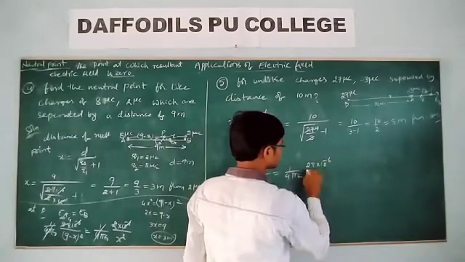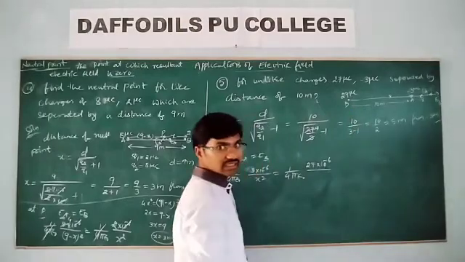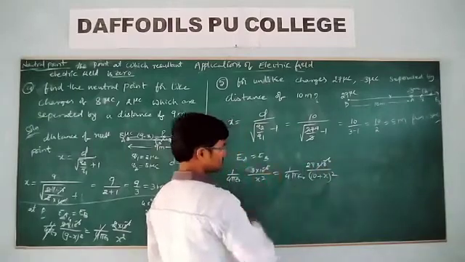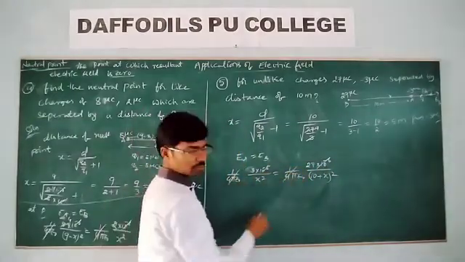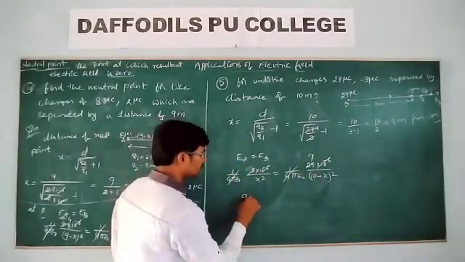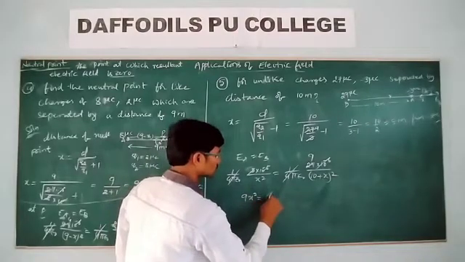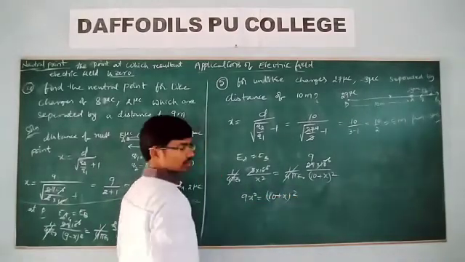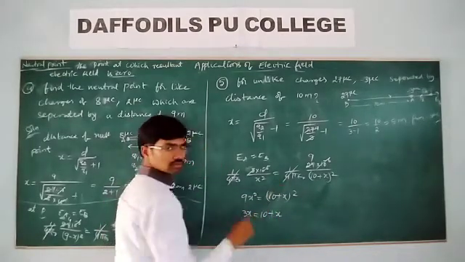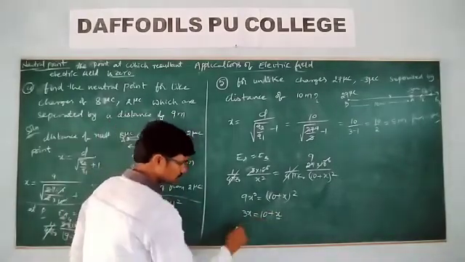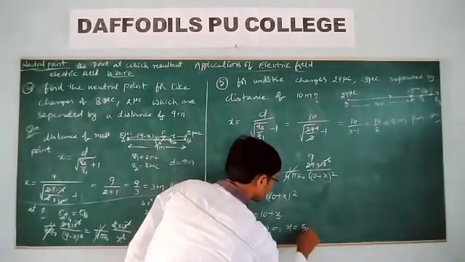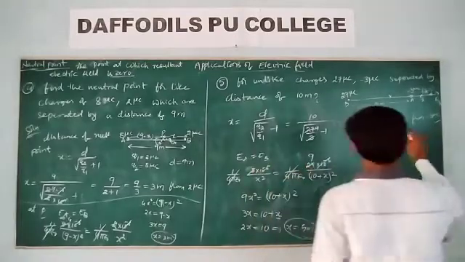27 into 10 power minus 6 by the distance, 10 plus x whole square. The 10 power minus 6 and 1 by 4 pi epsilon naught cancel, and here 3 goes 9 times. Do cross multiplication: 9x square is equal to 10 plus x whole square. Then take the square root on both sides: 3x is equal to 10 plus x. Then bring this x to this side: 2x is equal to 10, that implies x is equal to 5 meter. Is it the same as we got before?